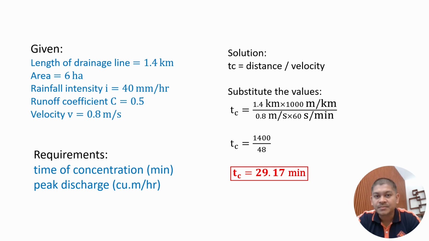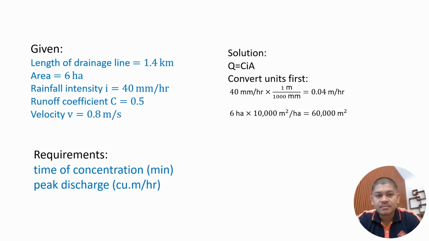Okay, so thank you. Moving on, we solve for the peak discharge using the rational method formula. But before solving, first convert all measurements into compatible units for consistency. We have 40 millimeters per hour. We multiply it by 1 meter per 1000 millimeters. That's 0.04 meters per hour.